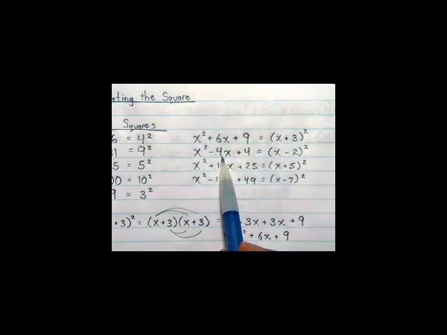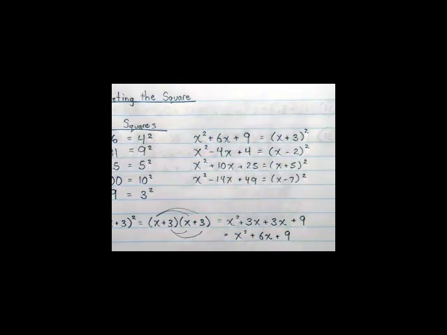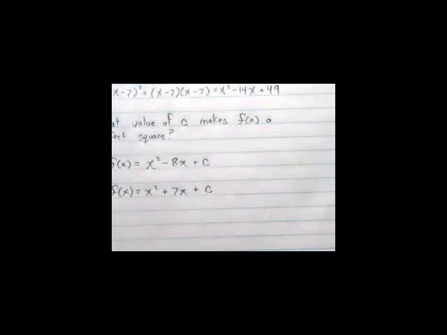Half of negative 4? Negative 2. Square it. 4. Half of 10? 5. Squared? 25. Half of negative 14? Negative 7. Squared? 49. So they all have that kind of pattern going on, right? So half the middle term squared will always give you the last one.